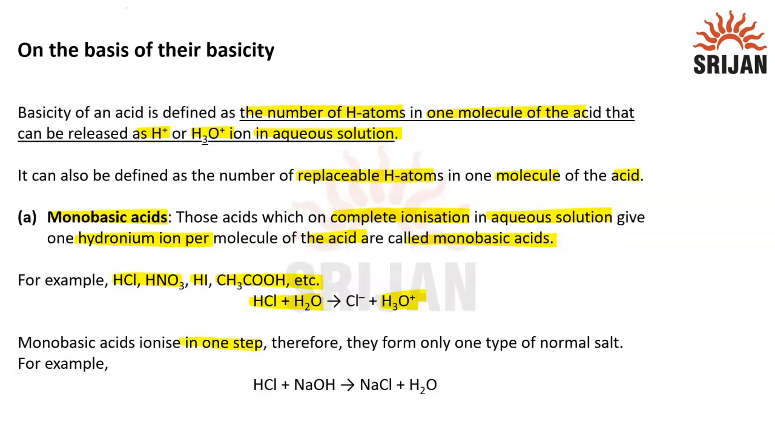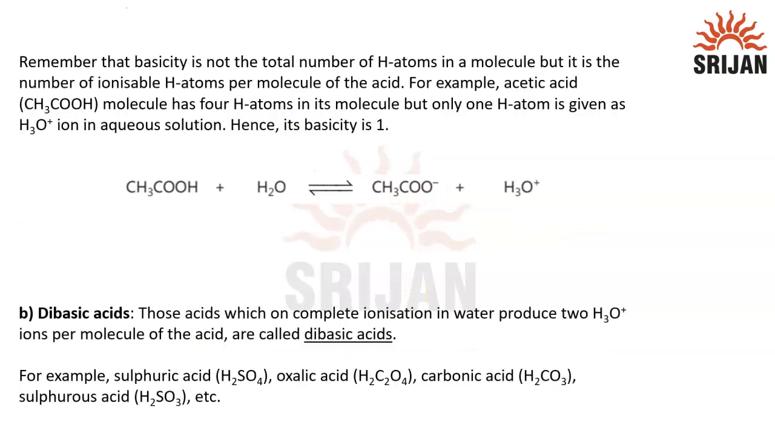So monobasic acids ionize in one step. Therefore, they form only one type of normal salt. For example, HCl on reacting with NaOH produces NaCl plus H2O. So HCl can only form NaCl with NaOH, that is, one type of salt only.